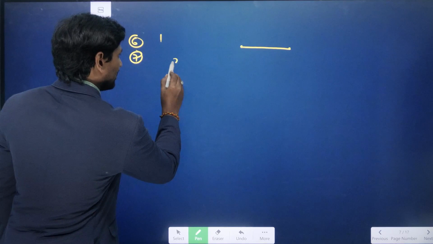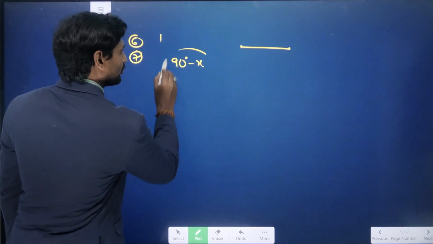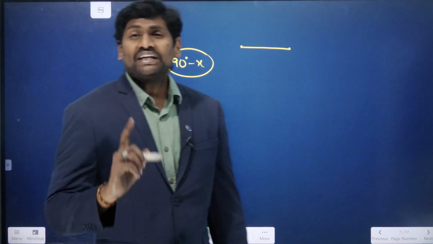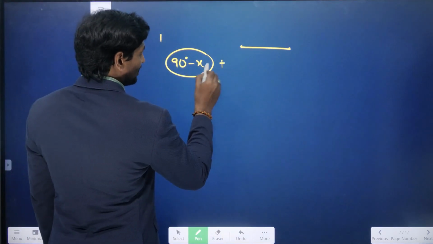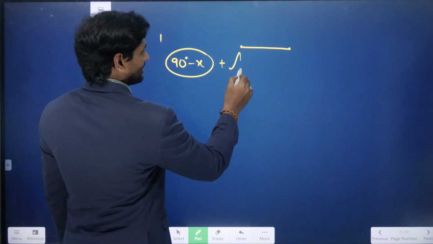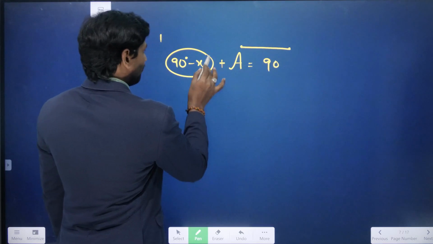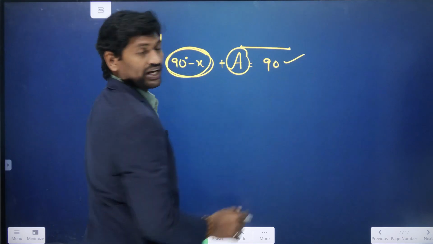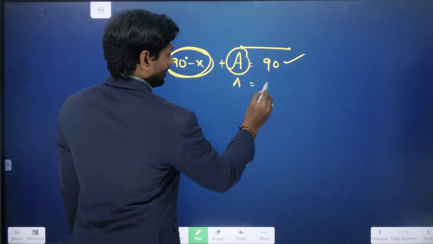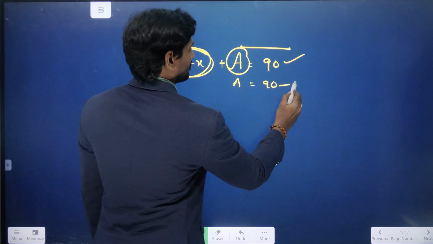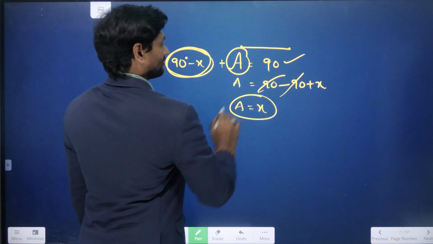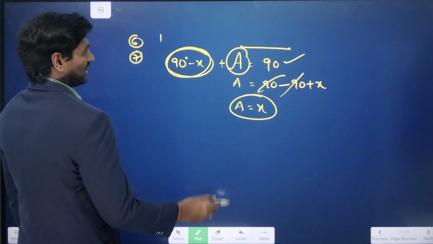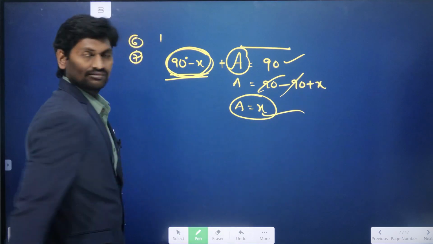Now the complementary angle of 90 minus x. Complementary angles means what? Two angles whose sum is 90 degrees are called complementary angles. So what is the complementary angle of this? I am taking the complementary angle as A. We know that first angle plus second angle equals 90 degrees. I need to find A. Transposing 90 minus x to that side gives A equals 90 minus 90 plus x. So the complementary angle is x. Complementary angle of 90 minus x is x.